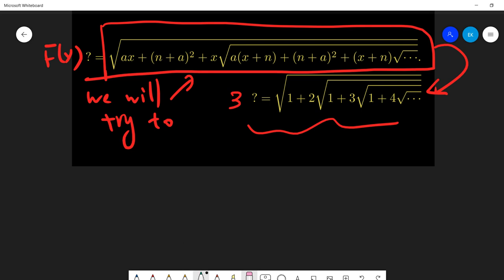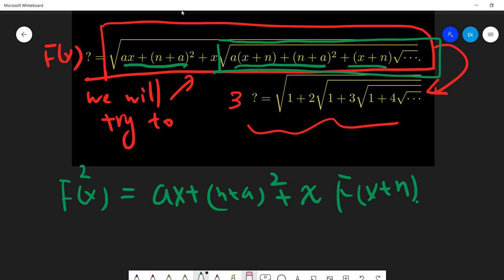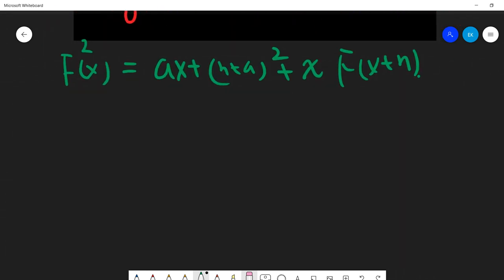I don't know whether you can see the pattern. So this is ax plus n plus a squared plus x, and ax plus n. Focus on the next square roots. What do you get? You get ax, this guy and this. You see this is x plus n and x plus n. If you square it, you get this x, and this guy will be f of x plus n. It's very easy, hope you see this.